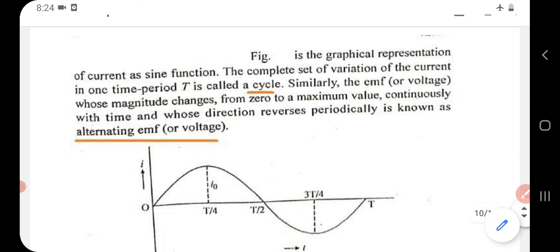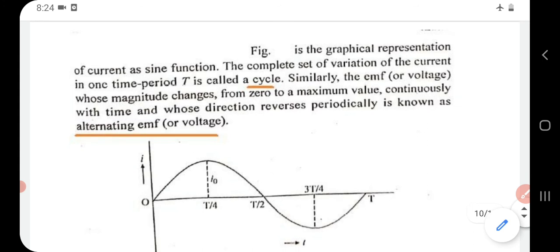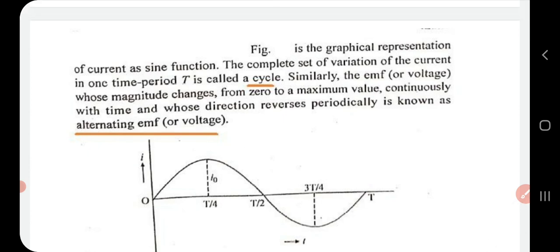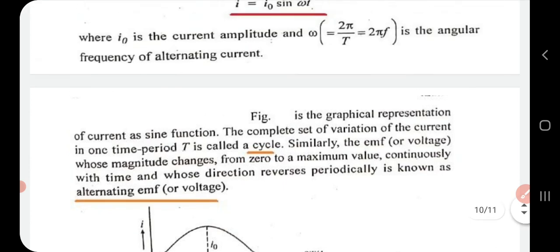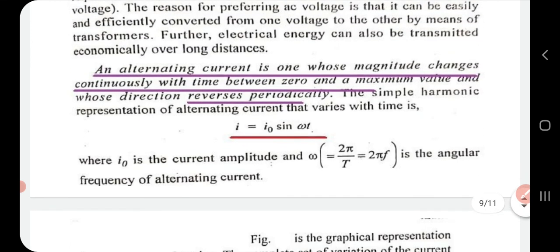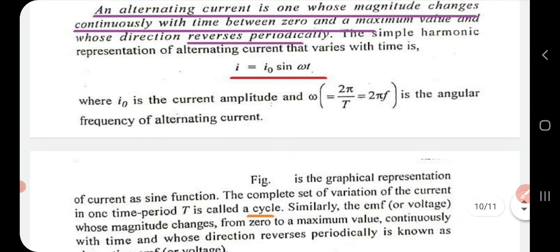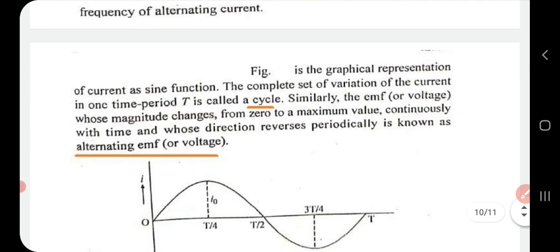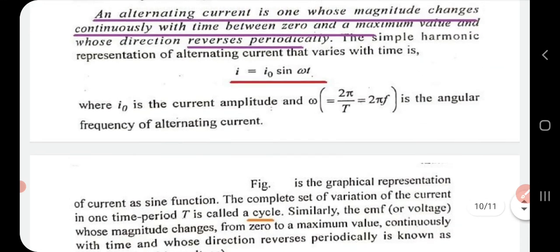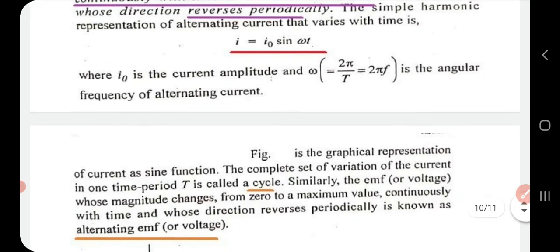Similarly, a voltage whose magnitude changes from 0 to maximum value continuously with time and whose direction reverses periodically is called alternating EMF. So here you have the definition for alternating EMF. We have studied the definition for alternating current. Here current is varying with time, whereas here voltage is varying with time. So study these two definitions. Then what is a cycle? Just study this figure and the expression for alternating current.